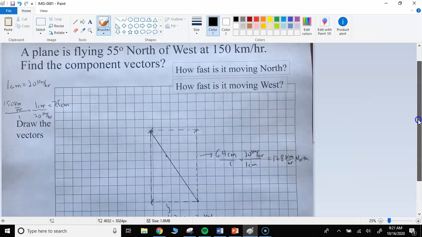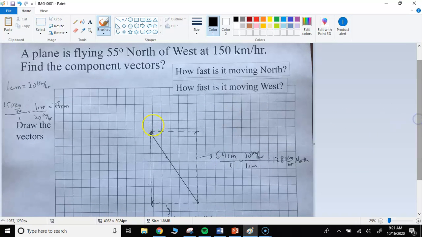So the first thing we need to do is figure out a scale in order for our 150 kilometers to fit on the page but not be too small. So I came up with a scale that 1 centimeter equals 20 kilometers per hour, because I knew using that scale, my 150 kilometers per hour would be 7.5 centimeters. You could have used 10 or 12 or I don't know, but 20 seemed to fit pretty well. So we went with that.